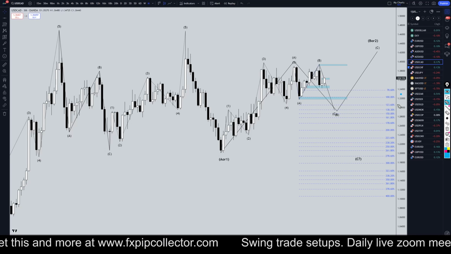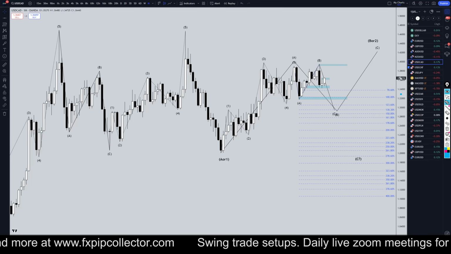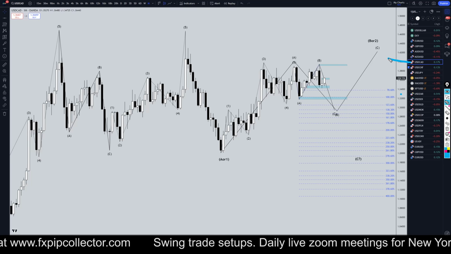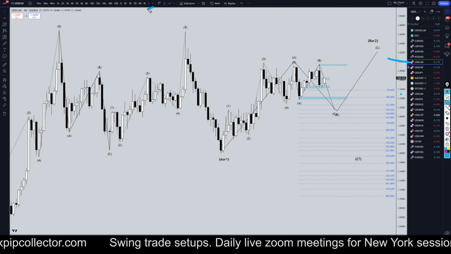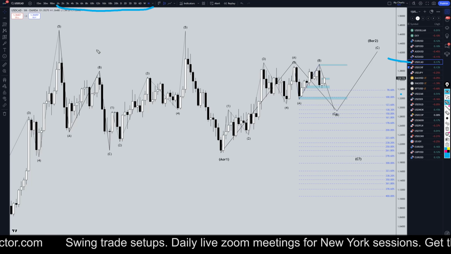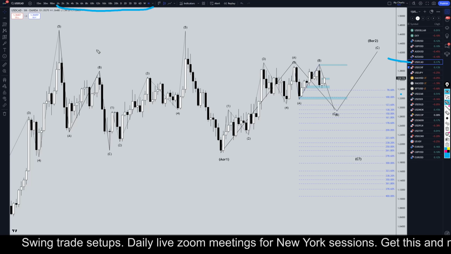Today is Tuesday, October 8th, and this is my analysis of the US dollar Canadian, starting on the monthly, working my way all the way down to the 1 hour time frame for the full top-down analysis.